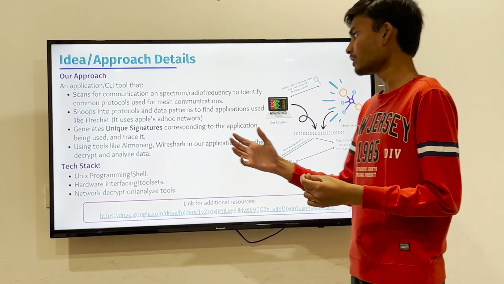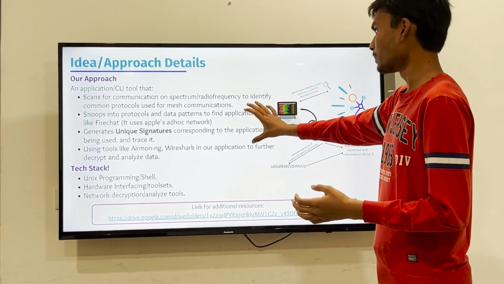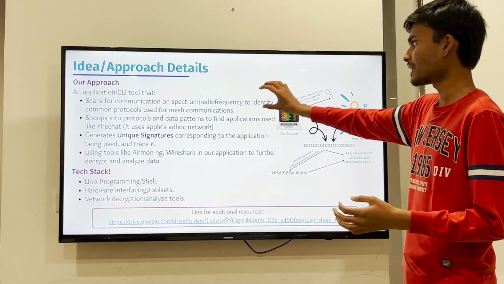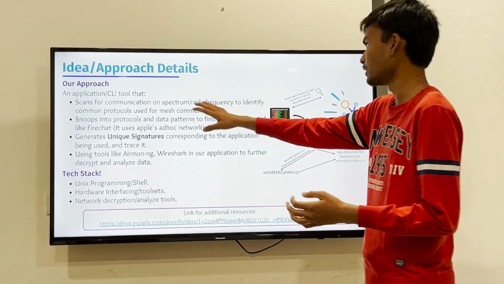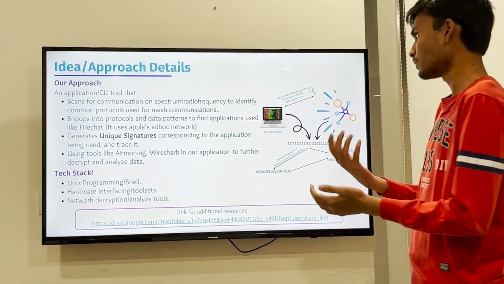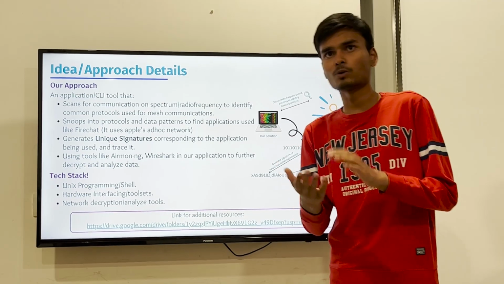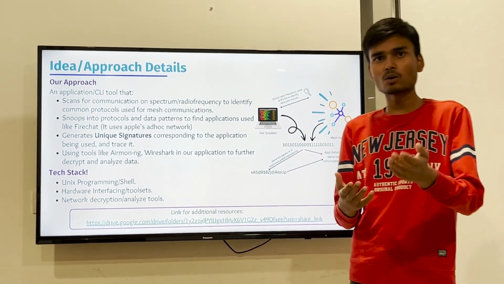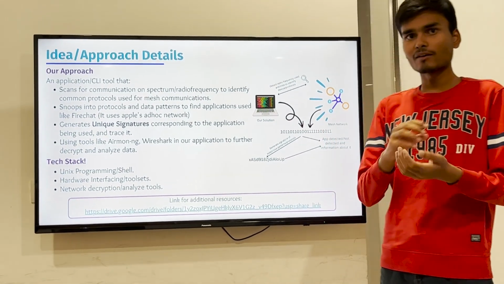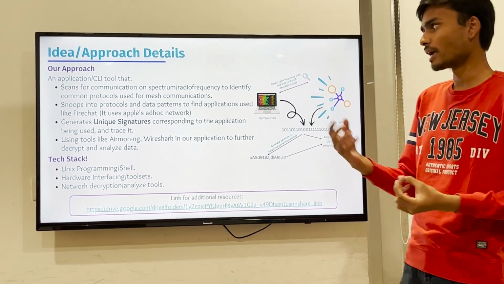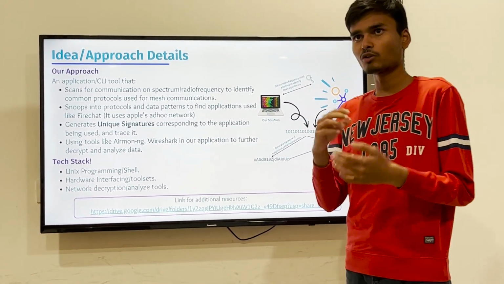Our solution is a combination of four modules. First of all, we scan the common radio frequency spectrum for communication, to identify common protocols that can be used. Protocols like ZigBee, for example, have their own radio frequency, and we can use those to detect what kind of protocols are used.